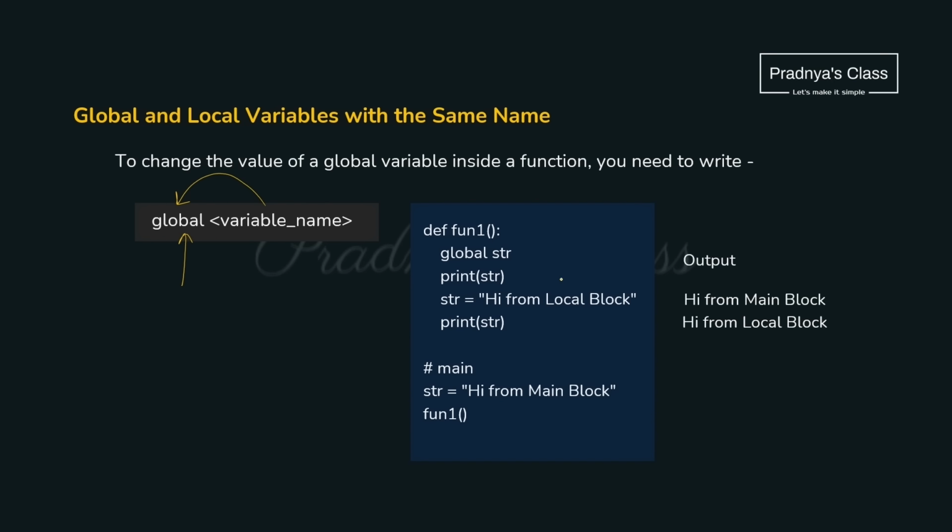Look at the code and look at the output. You will understand. With global str, I am telling this block of code to consider the global variable and I am printing it. So here is the output: Hi from main block. Then we are creating one local variable with the same name and printing it. Look at the output. We got the message hi from local block. So the highest priority is given to the local variable.